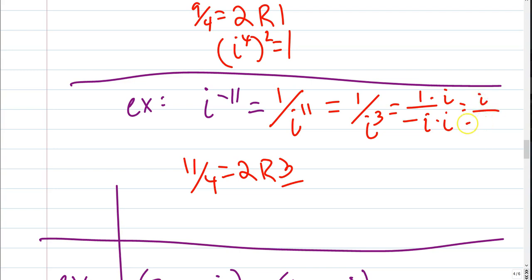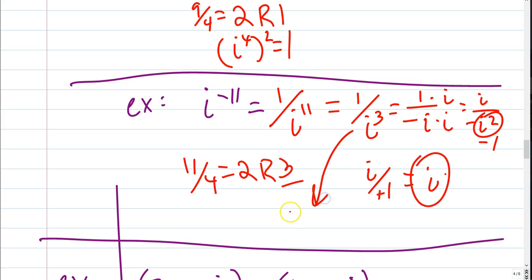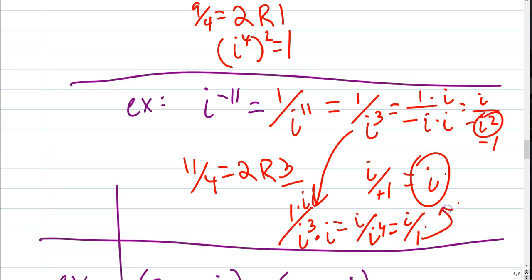i over negative i squared. That becomes negative 1 times negative 1. i over positive 1, or just i. You have another option with this. I could have taken this, and this is kind of different, and a lot of students don't like this, but remember, it's really easy to group i's in groups of 4. So this already had 3. What if I just gave the top and bottom one more? Well, that would be i over i to the 4th, or i over 1, or just i.